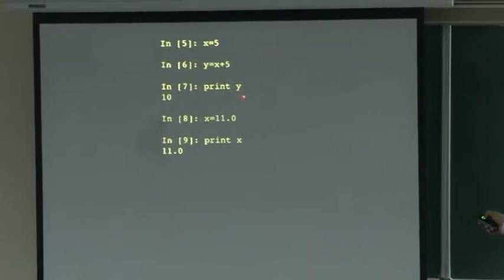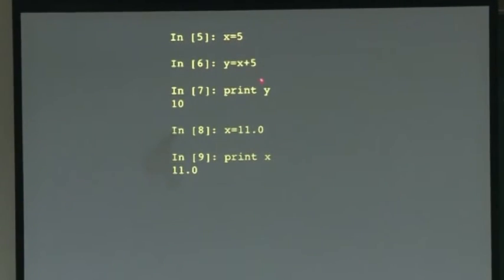So if I say print y, it will give you 10. So these are a set of lines. These are simple statements. Each of them is a simple statement.